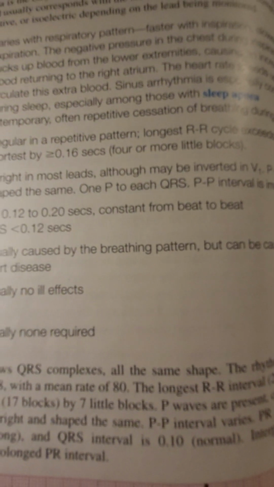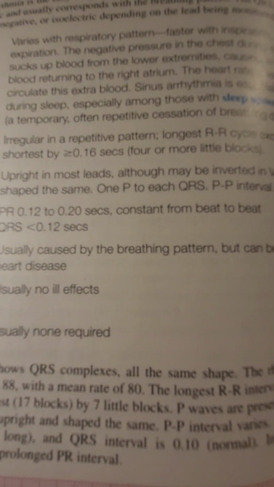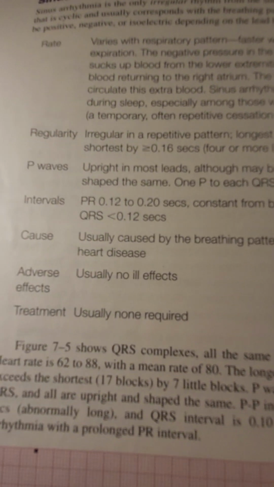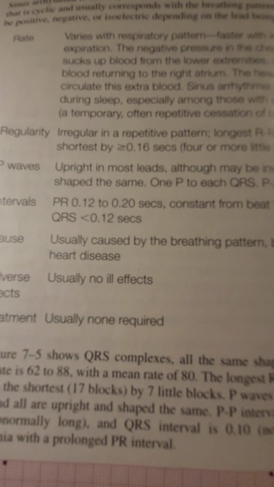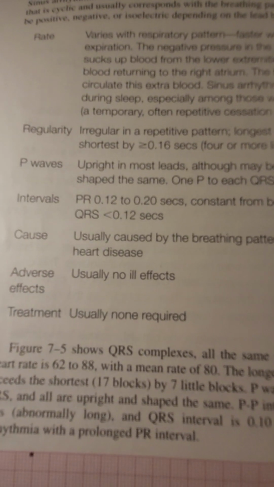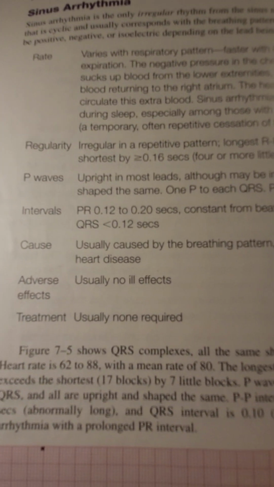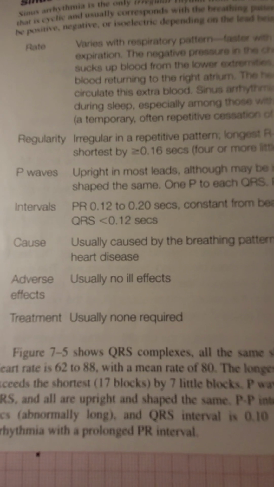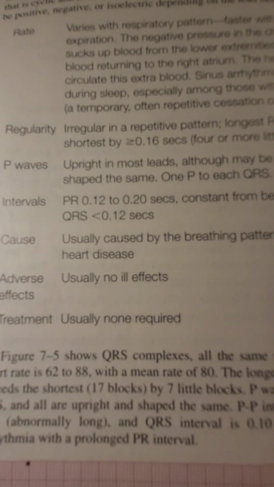P to P would also be irregular because the P wave usually stays with the QRS. So if the QRS is all over the place, the P wave is going to be all over the place with it. They say the QRS and the P wave are supposed to be married to each other. They stay together all the time.